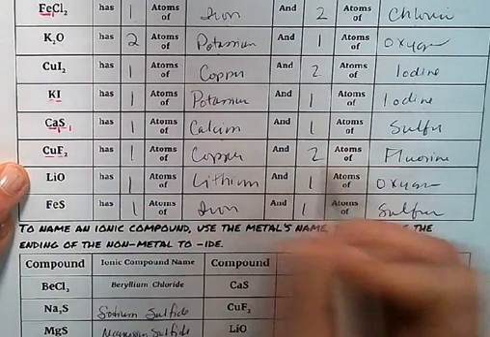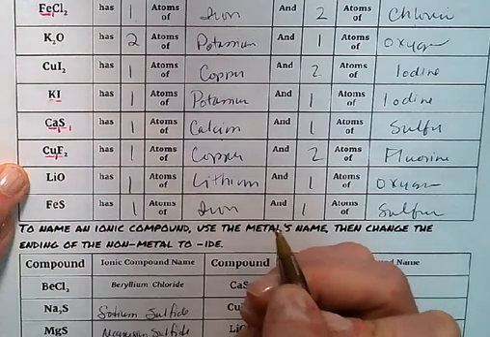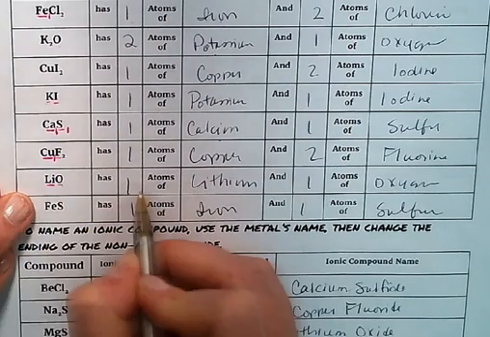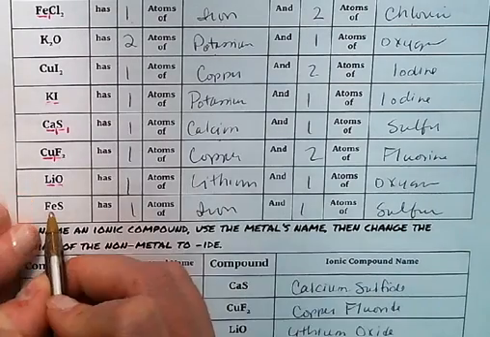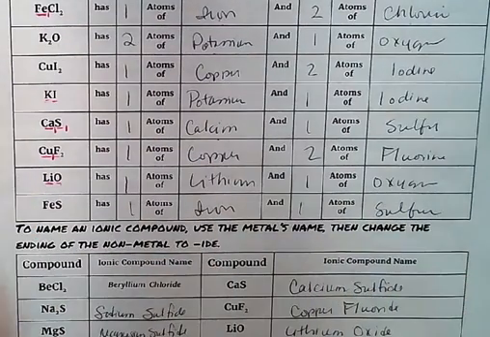See right here, Cu, I don't have a subscript, so that's a 1. Li and O is lithium and oxygen, 1 of lithium, 1 of oxygen. Fe and S, 1 of iron and 1 of sulfur. So that's the way we read a chemical compound.